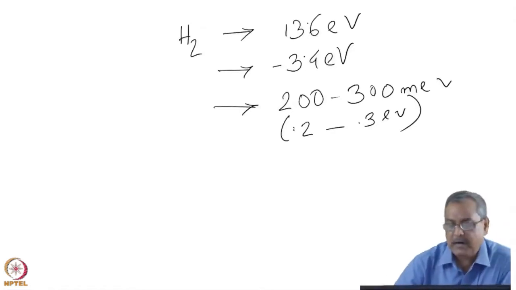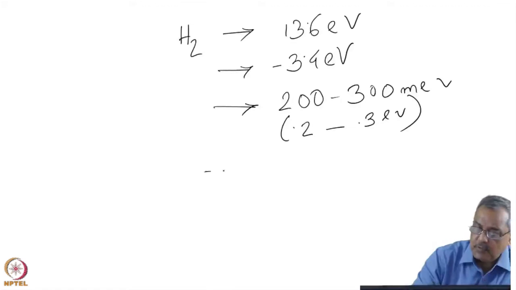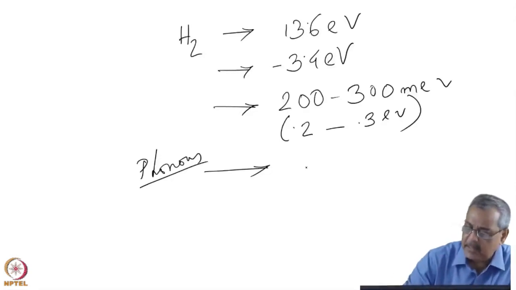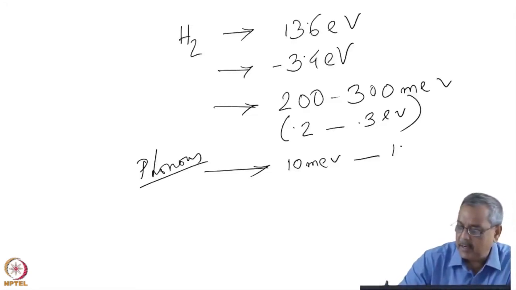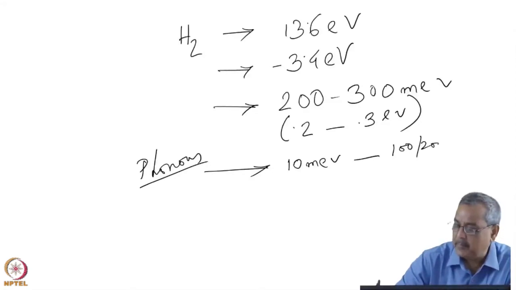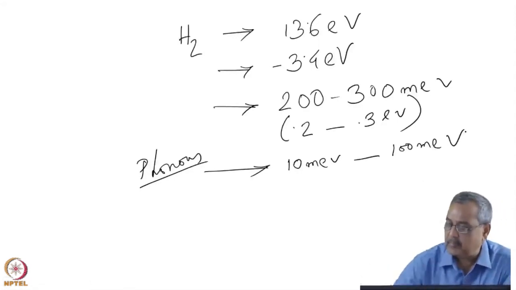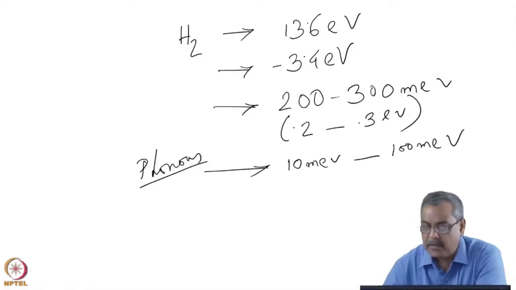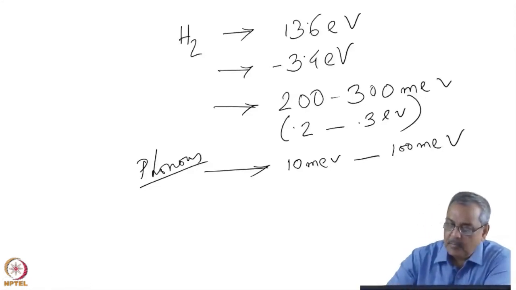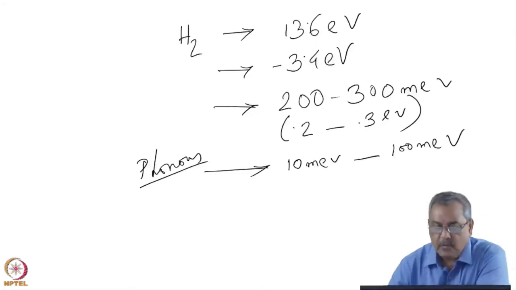These will have a strong overlap with the phonons. The phonons will have typical energies, let us say, 10 millielectron volts to 100 should be the upper limit, possibly 100 millielectron volt. Most of the instruments in the world, they'll go up at best up to 100 millielectron volts. So there is some overlap, but still lower energy.